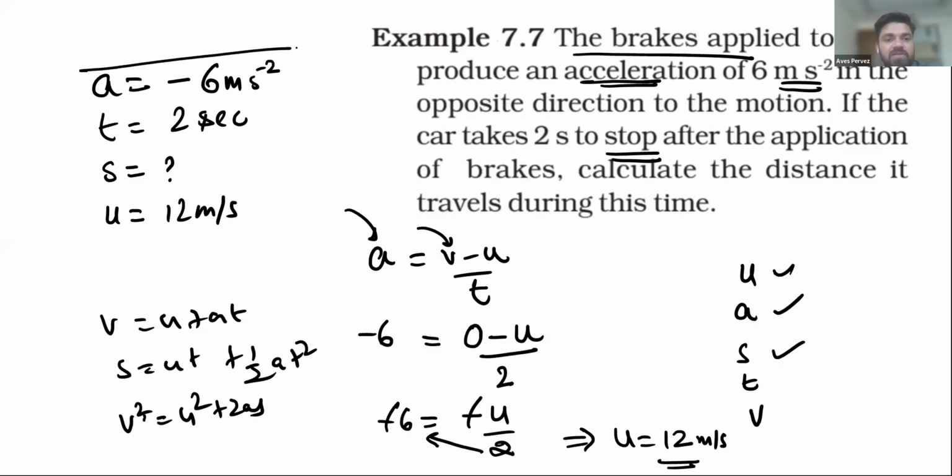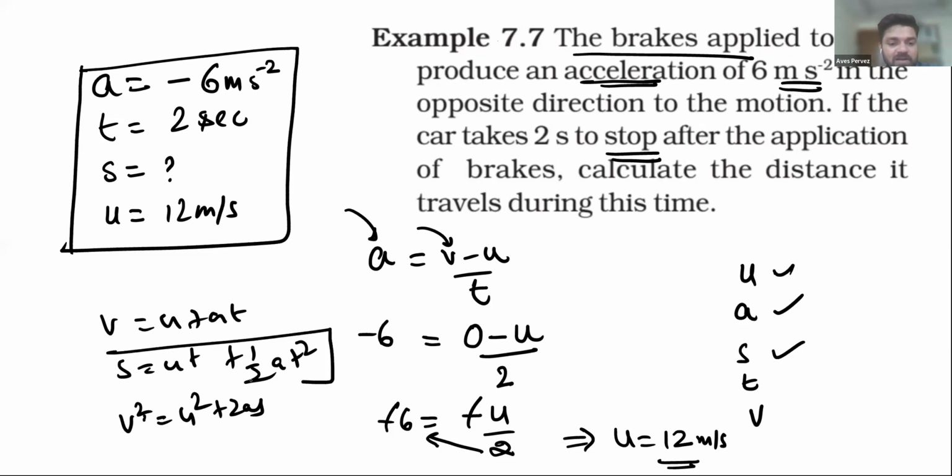So out of these 4 things, you have calculated U and S is being asked right now. V is not being given and not being asked. So we will use the second equation: S is equal to UT plus half AT square. V is not here. The other equations have V, so we will use the second one, because if we use those, we need to calculate V.